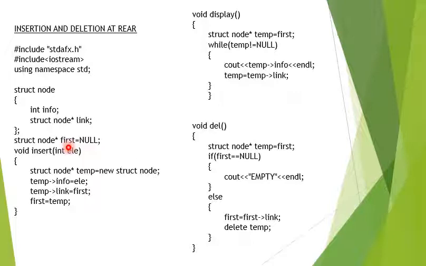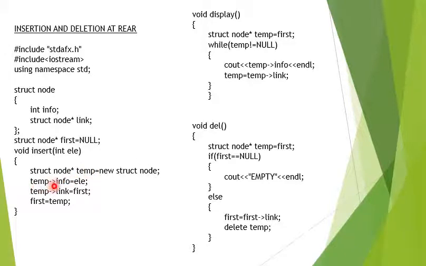After that you are creating first, which means a header node, where you will store only the address value of the first node, initializing it to NULL, and you have to write that NULL in capital letters. You will use a function called insert into element, passing the parameter to the function, where struct node star temp is equal to new struct node, where new is a pointer operator that creates and allocates memory space.